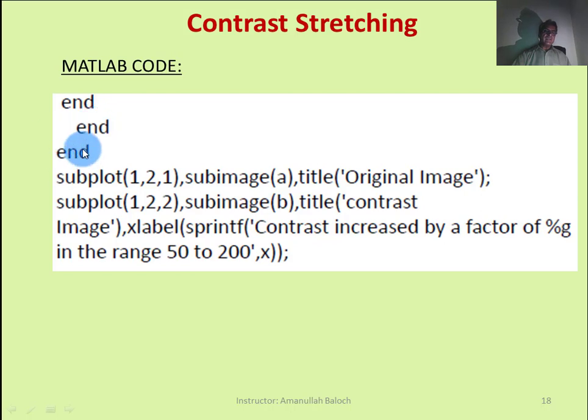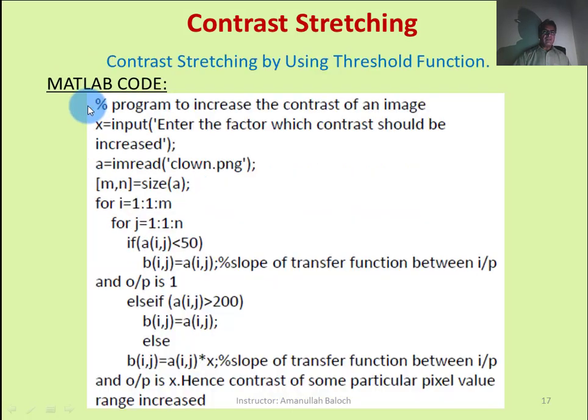Sorry, this is the end of the I for loop, and this is the end of the J for loop. This is the end of the if statement. Where is the if statement? This is the if statement, and there was the end of the if statement.